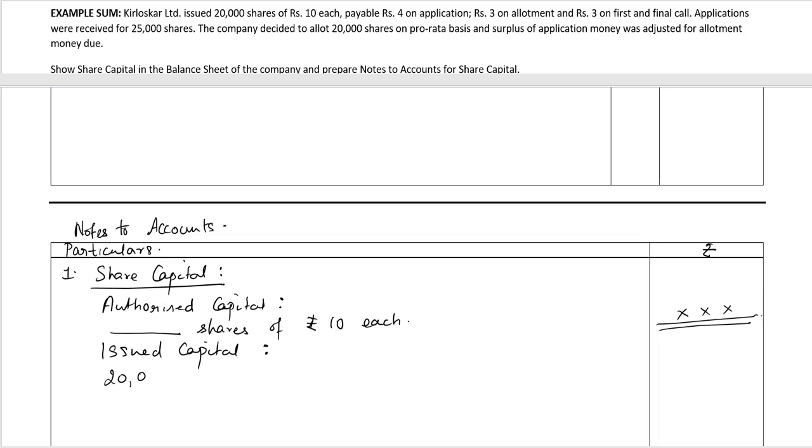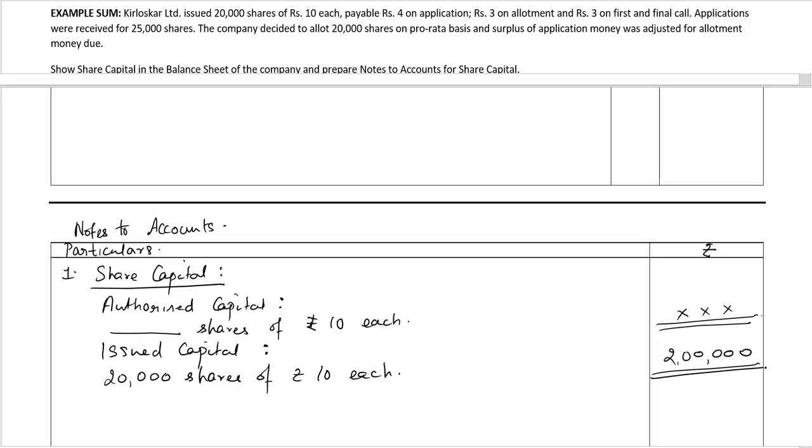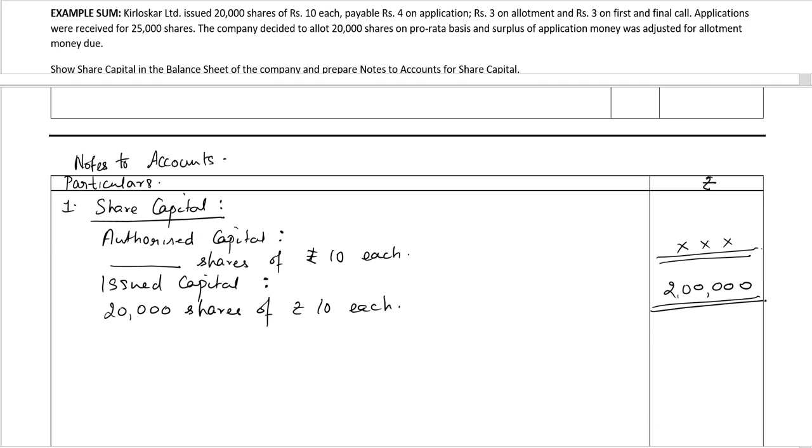20,000 shares of rupees 10 each, 2 lakh rupees with a double underline. We'll go on to subscribed capital.